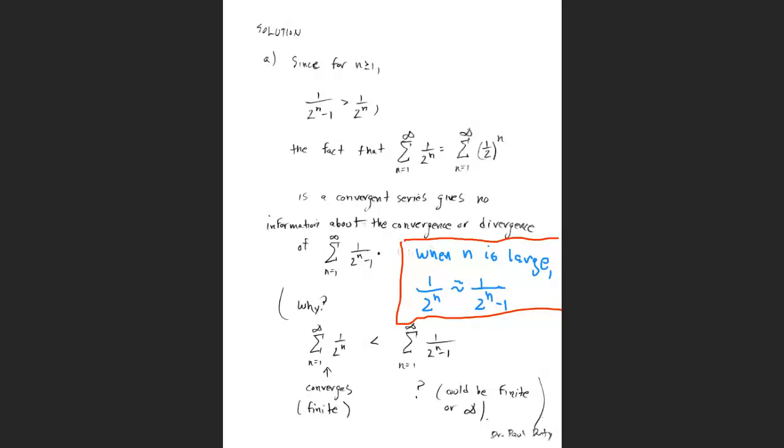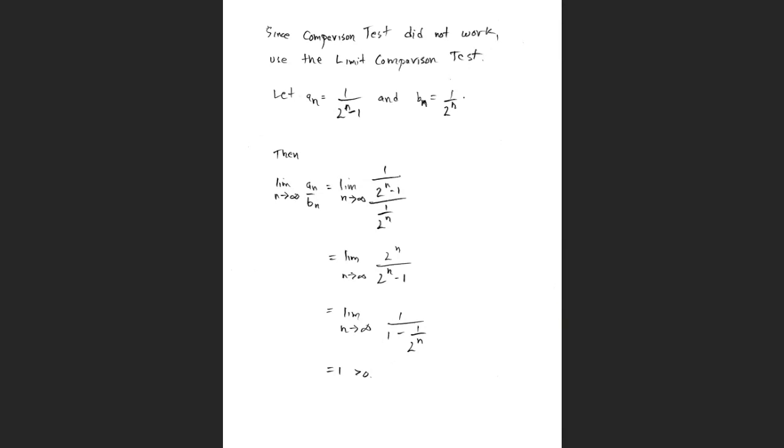Okay, and we learned that the comparison test did not work. Let's talk about the limit comparison test. Since the comparison test did not work, we're going to use the limit comparison test. So you're going to let a sub n be 1 over 2 to the nth power minus 1, and b sub n will equal 1 over 2 to the nth power.